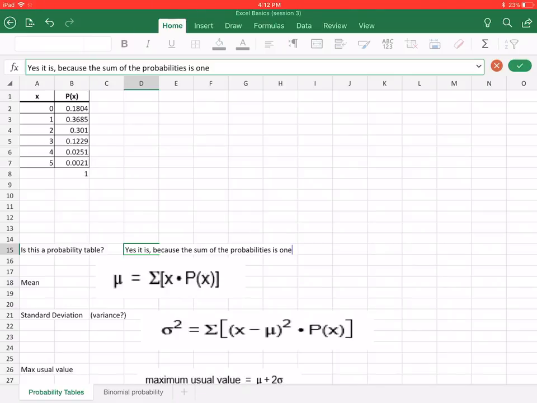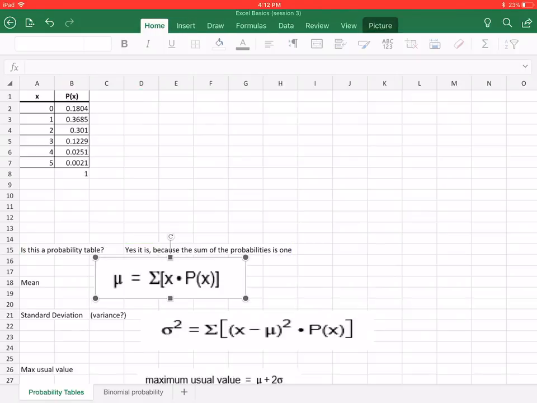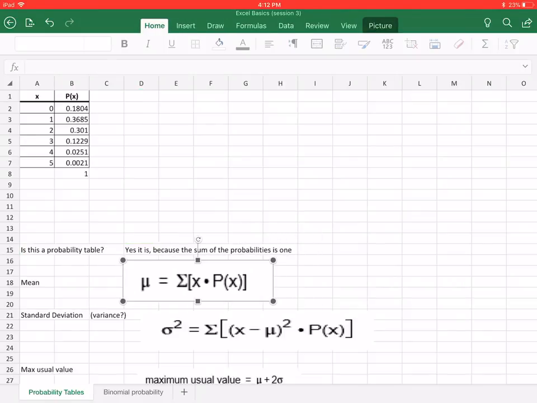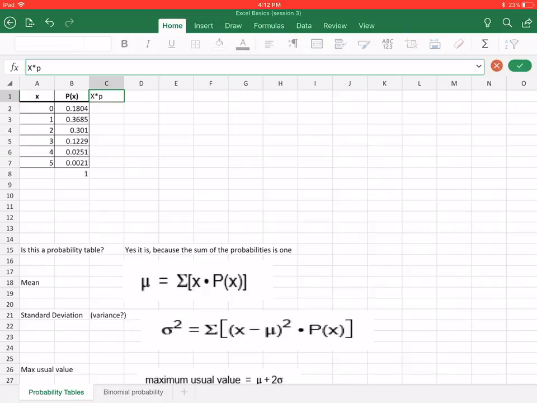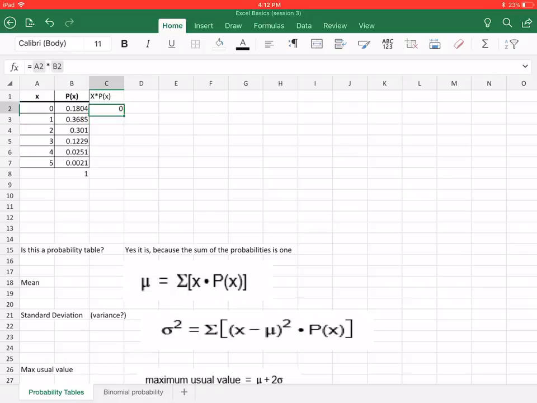So the next part of it is we're going to find the mean, and I provided you the equation for the mean. However, you just need to know what it means. We don't have to actually use that equation. So the first part of it, if we look on the inside of the summation, it's x times p of x. So basically just your x value times the probability. So I'm just going to label this, so x times p of x. And then all you're going to do is you're going to do equals, and you're going to do x times p of x. And there you go.